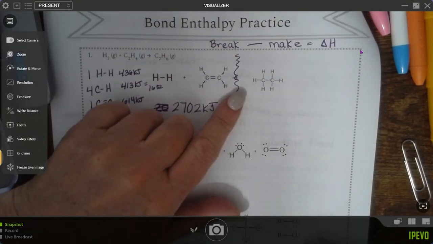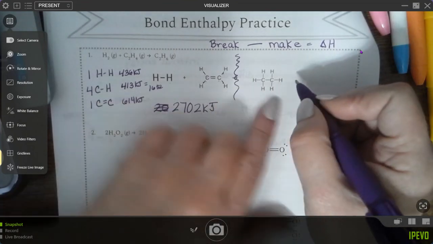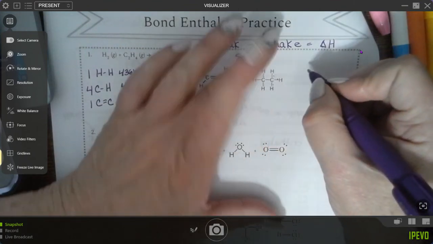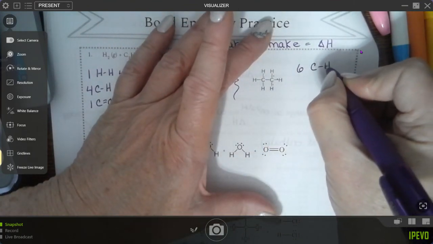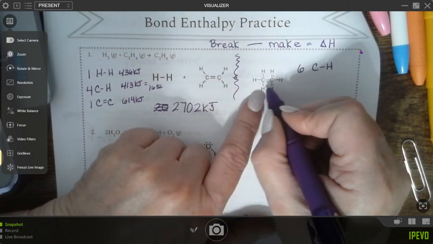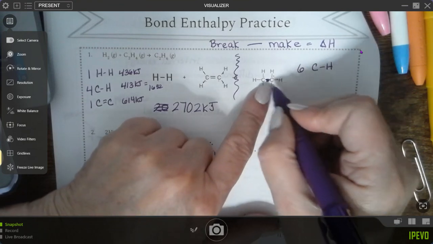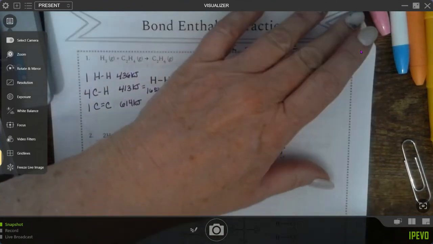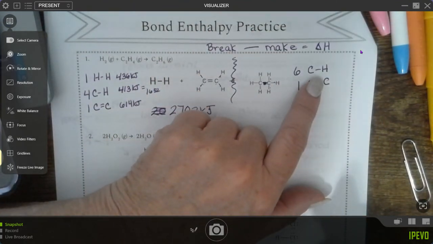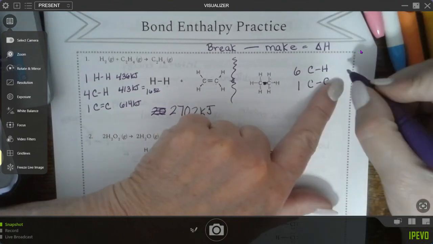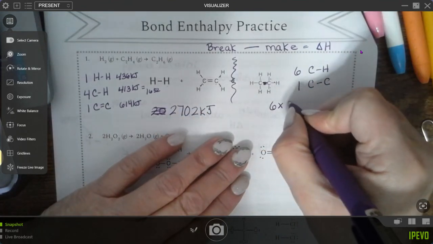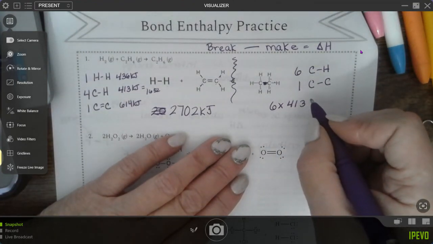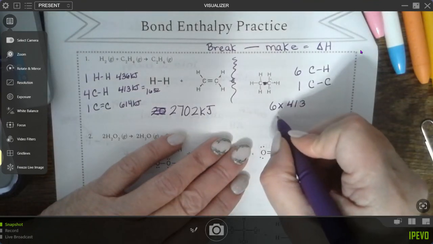Now we need to look at our product. Over here, if you count, we have 1, 2, 3, 4, 5, 6 carbon-hydrogen bonds. And that one in the middle, sometimes I skip this myself, is a carbon-carbon single bond. Looking at my bond enthalpy table, carbon-hydrogen is 413. So I'm going to write this down: 6 times 413, and then 1 carbon-carbon, and carbon-carbon is 348.